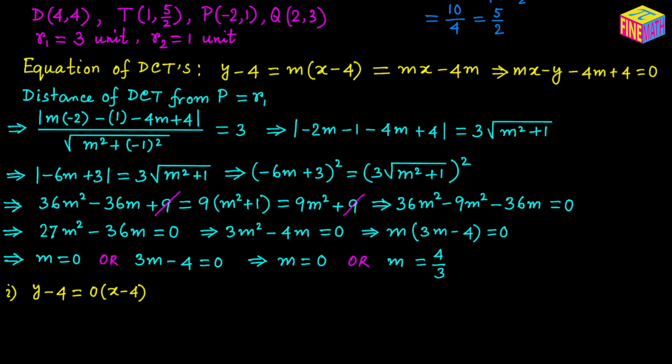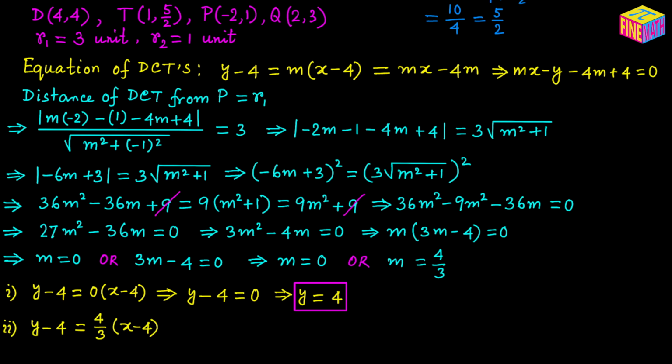Now let's plug in this value in the first equation. So y minus y sub 1 is equal to m sub 1 times x minus x sub 1. Here I am using 0 for the value of m sub 1, and I am using 4 for x sub 1 and 4 for y sub 1. Those are the coordinates of the point D. And if we simplify this, our equation is going to look like y minus 4 equals 0, and that is nothing but y equals 4, and that is the equation of the first direct common tangent.